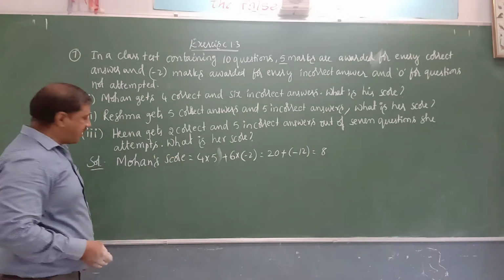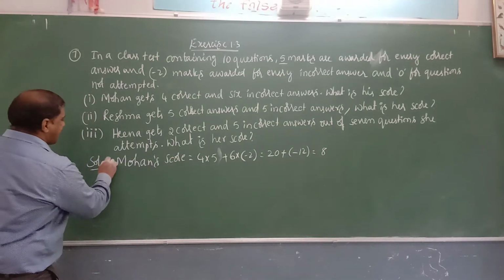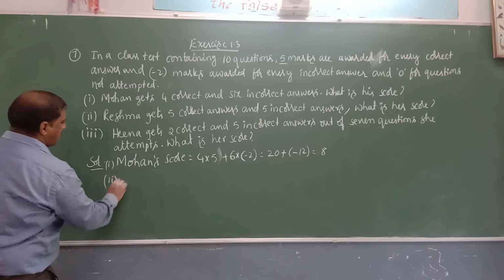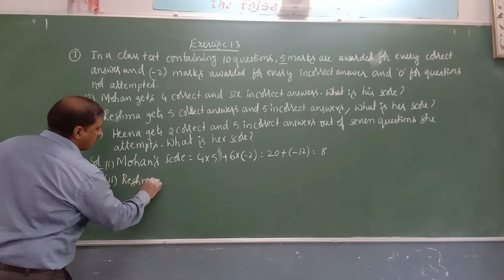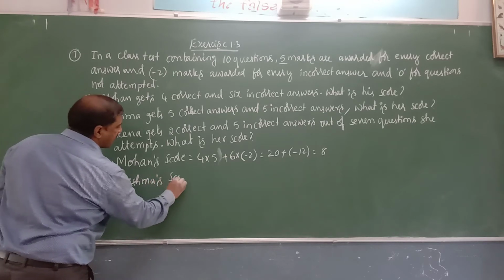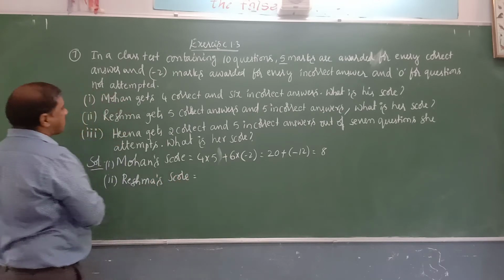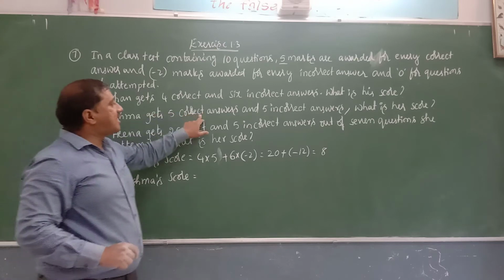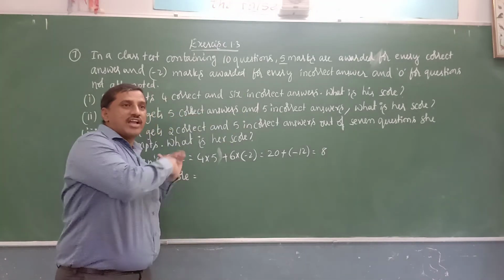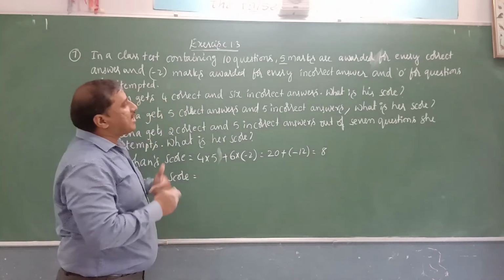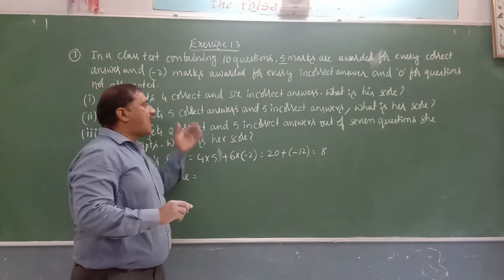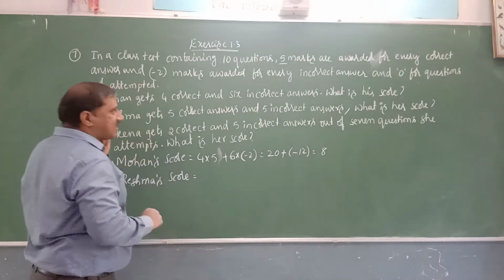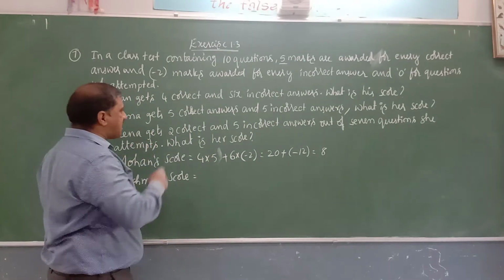It is 8 marks. Now it is the second student, Reshma. So Reshma's score. What is the score of Reshma? How many? 5 correct answers and 5 incorrect answers. 5 plus 5 is 10. So she attempted all the questions. Half the questions she wrote correct and half she wrote wrong. So how many answers did she write correct? 5 questions.